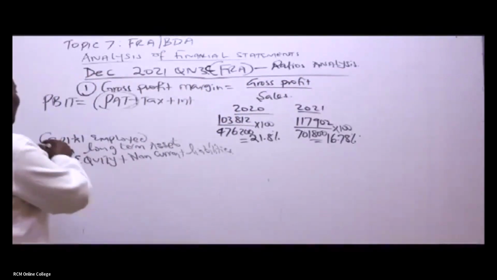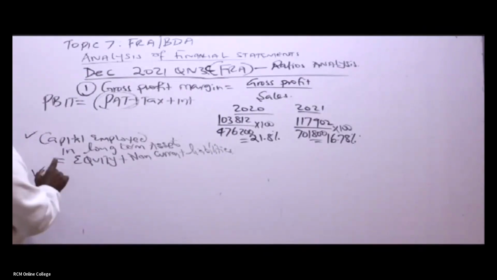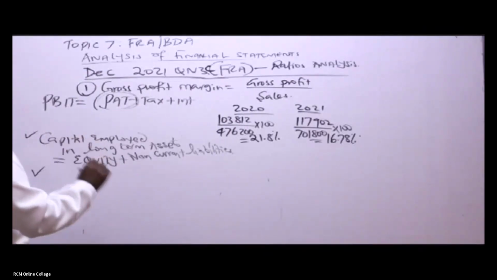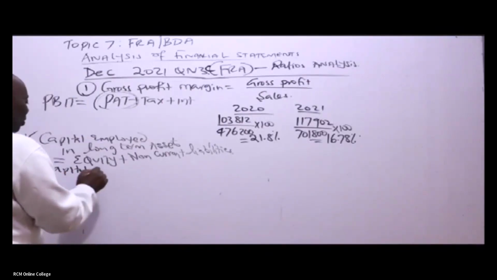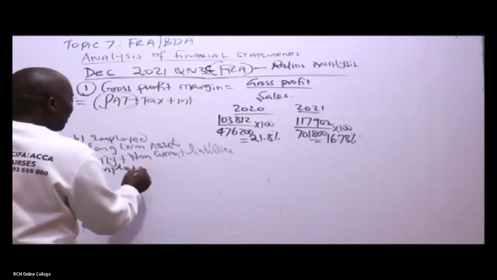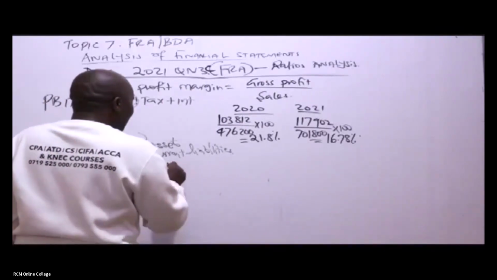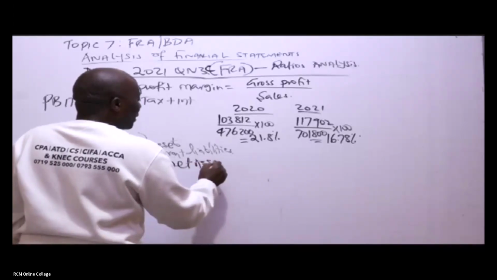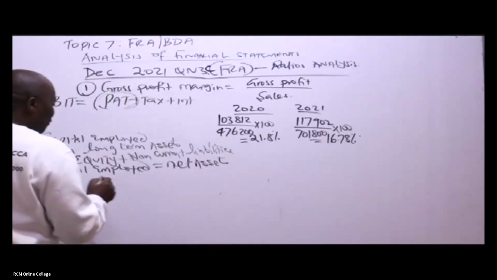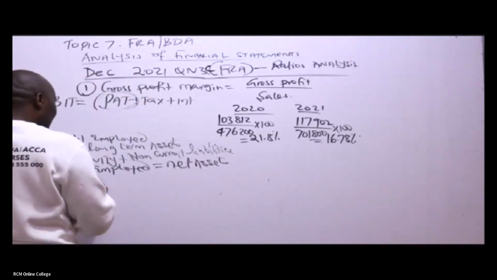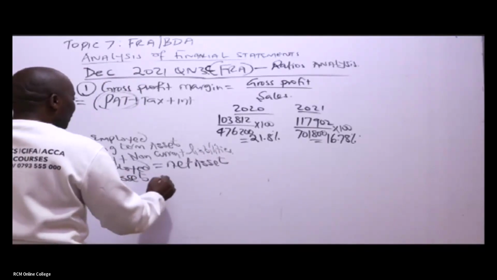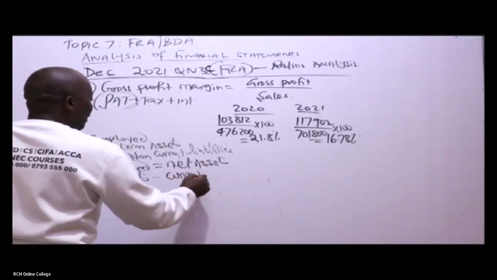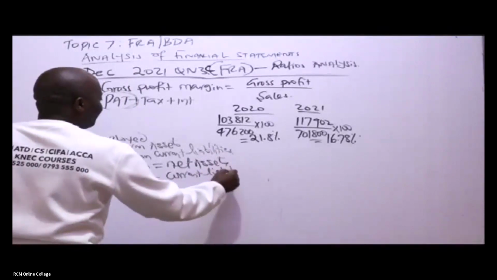This capital employed can also be looked at from what we call the net assets approach. And how do we get these net assets? It's very easy. In this case, you take the total assets minus current liabilities.